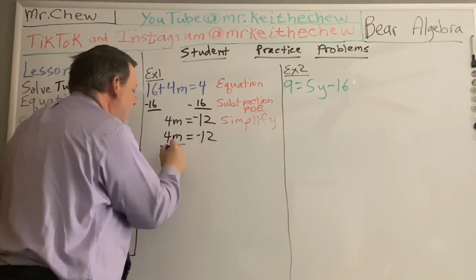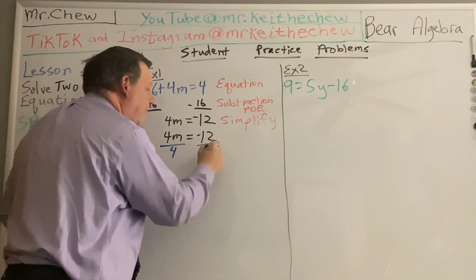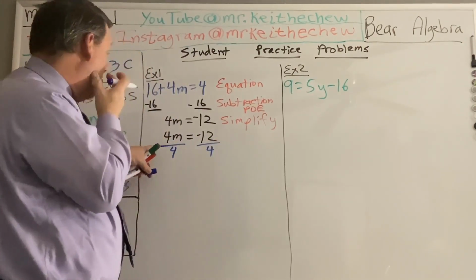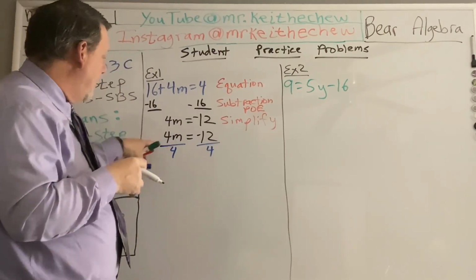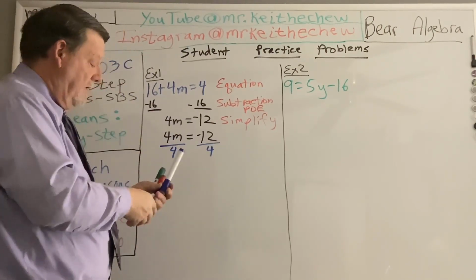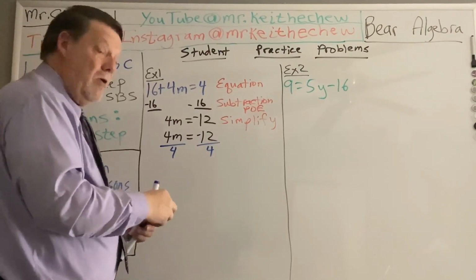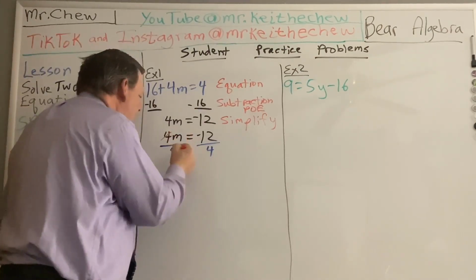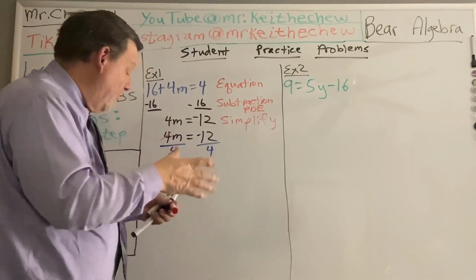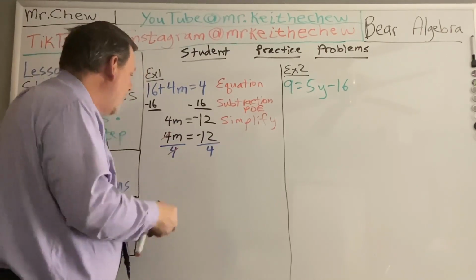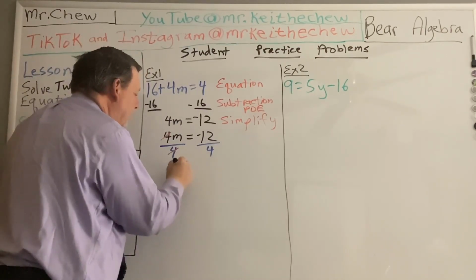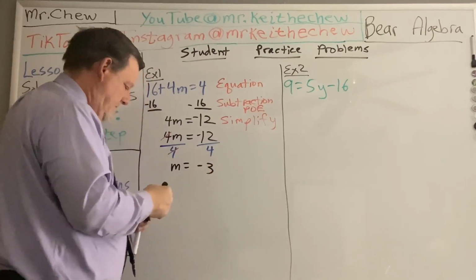So I divide the left by 4, and it looks like a fraction, but that division bar is division. 4m divided by 4, that's what it means. And I would tell all of my middle school students, 4 over 4 is 1, so the inverse worked. So m will equal negative 3.